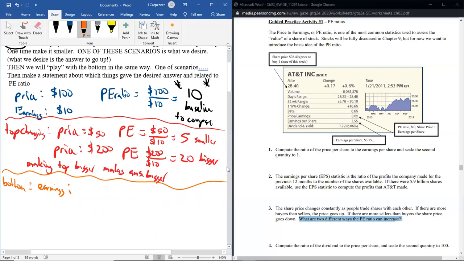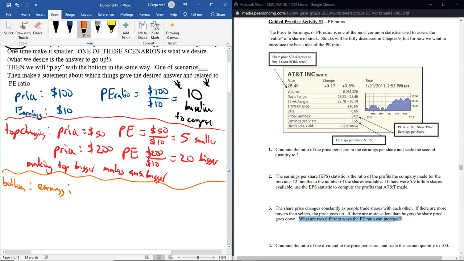Now the earnings was originally 10, so one time you need to make it smaller, one time you need to make it bigger. Mr. Beckner, what number should I make them? Should I make them 9? Should I make them 8? Should I make them 7? Yes, make them 9 or 8 or 7 or 3 or 1 or 0.02. I don't care. Make it smaller than 10 one time, make it bigger than 10 one time. Don't overthink this. Do something, don't stare blankly at your paper.